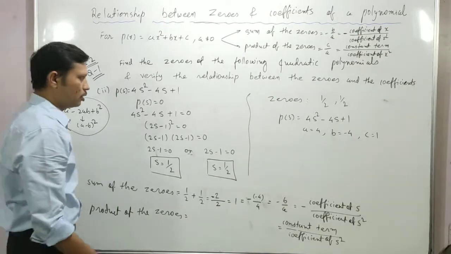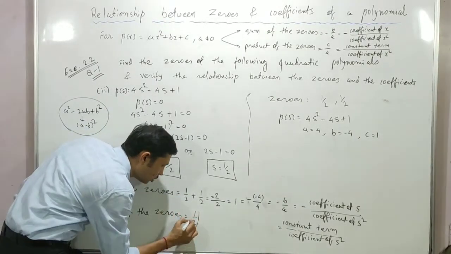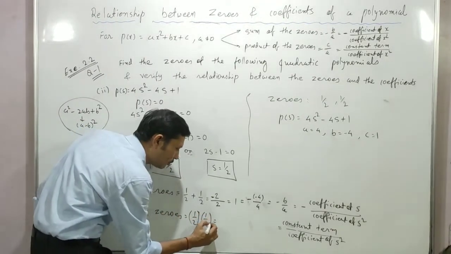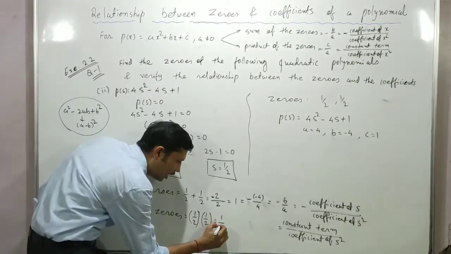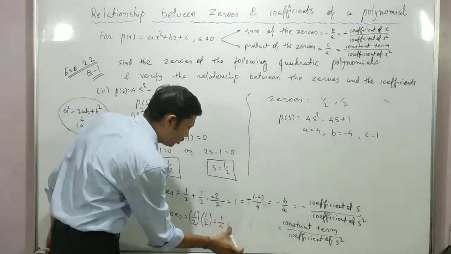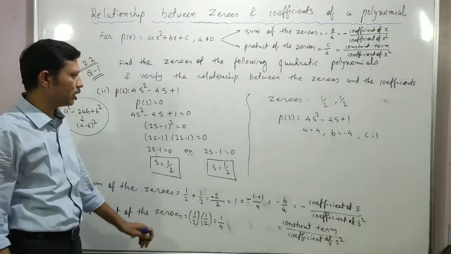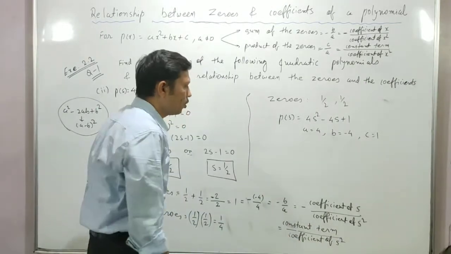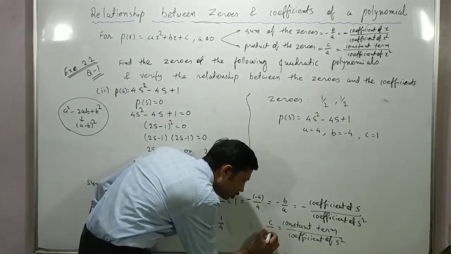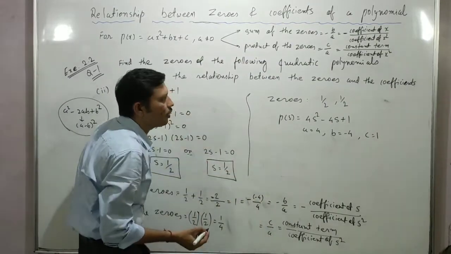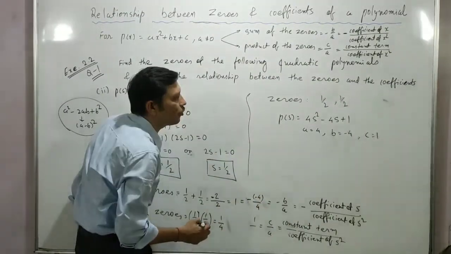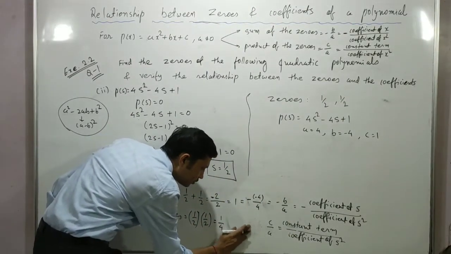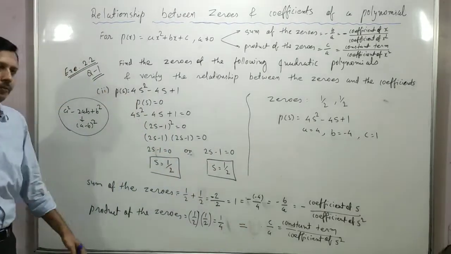Now product of the zeros. Which are the two zeros? 1 by 2. We will take the product with again 1 by 2 because both the zeros are same. 1 by 2 multiply 1 by 2. So 1 ones are 1 and 2 twos are 4. Further, I will not make it equal yet. First I will derive the constant term and the coefficient of s square. Constant term, that is c. Coefficient of s square, that is a. Now what the value of c? 1. What the value of a? 4. You can see here both the answers are same. So I can write down it's equal.